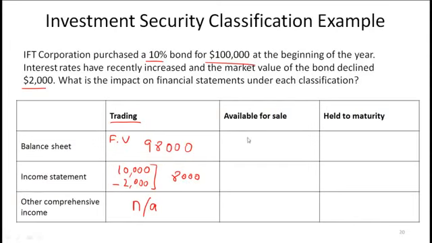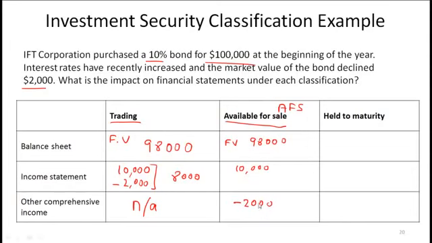Had this bond been classified as available for sale, or AFS, then again on the balance sheet we need to show this at fair value, which would be 98,000. On the income statement, remember, we show the interest, which is 10,000. We do not show unrealized gains and losses on the income statement. So overall impact on the income statement is to show an income of 10,000. However, that unrealized loss of 2,000 is shown under other comprehensive income.